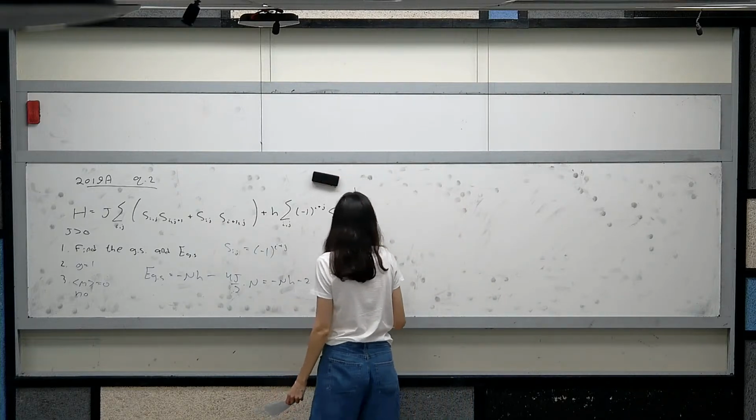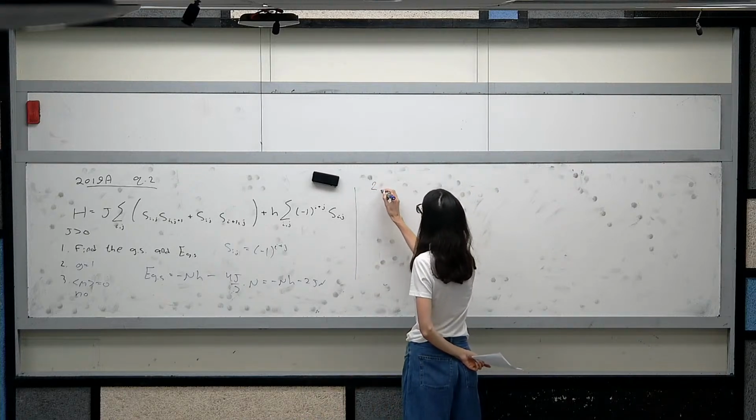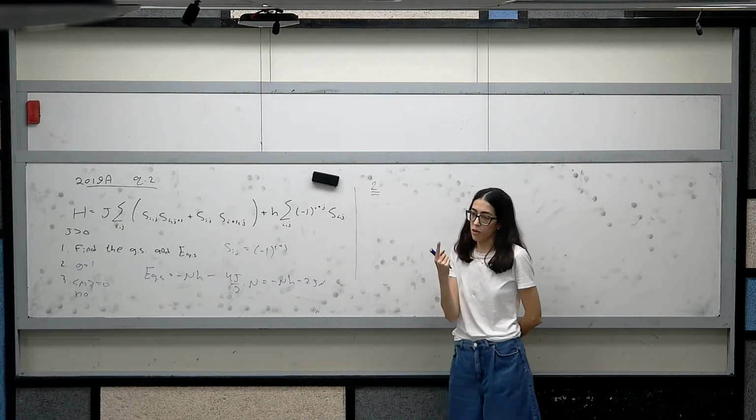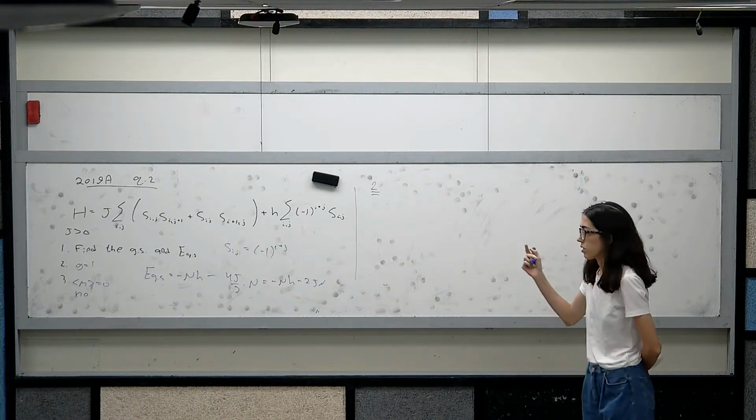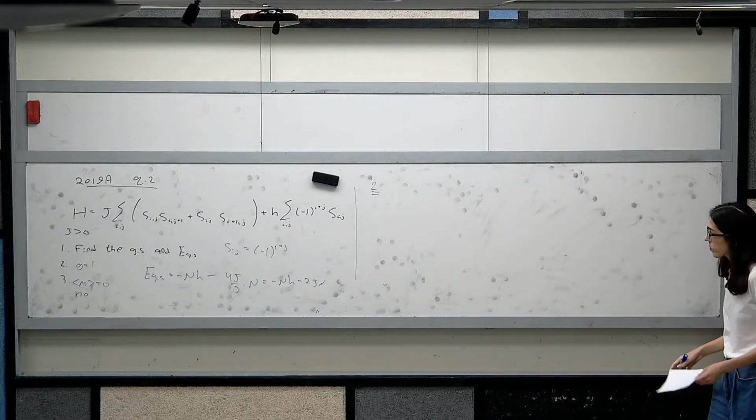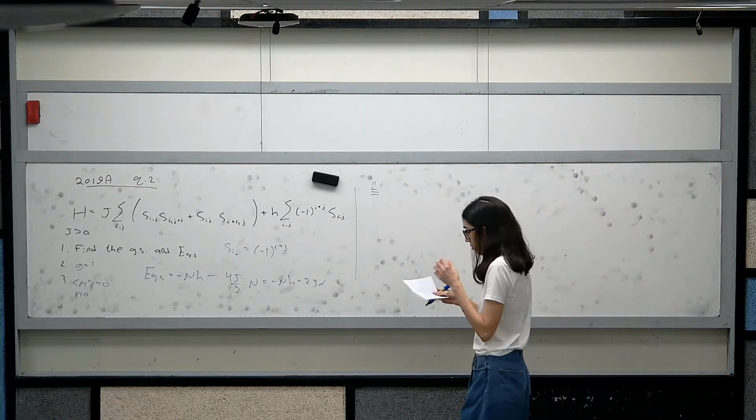Wait, so because the magnetization is equal to 0, then the chance that... Yes, we only have one possible minimum point. So we can just say that. We don't have any reason for simplicity.